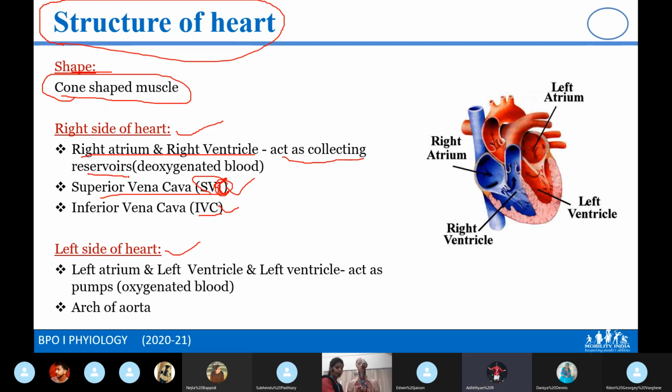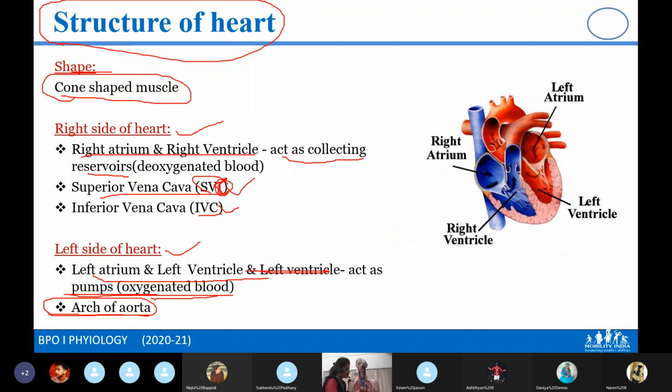So it acts as a reservoir. It's receiving blood. Okay, right part of the heart, it receives blood. Left side of the heart, there is present left atrium, left ventricle. So left atrium, ventricle, and there the vessel present is arch of aorta. So the left side of the heart acts as a pump, which carries the oxygenated blood, not deoxygenated, oxygenated blood.